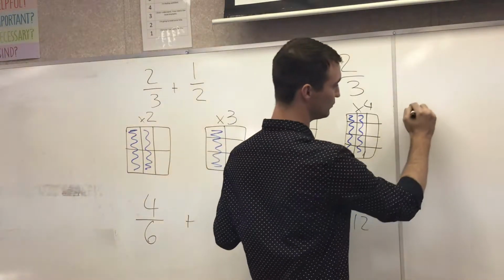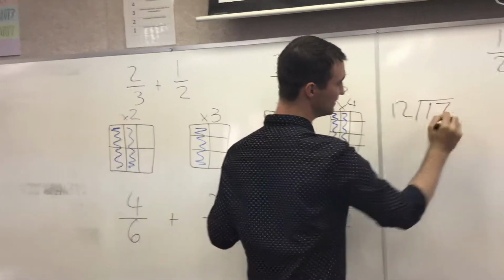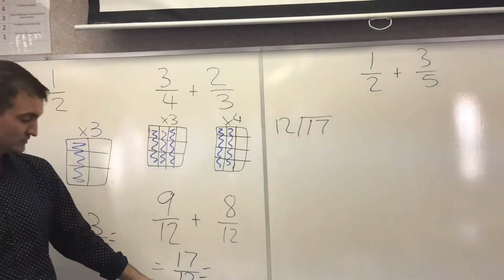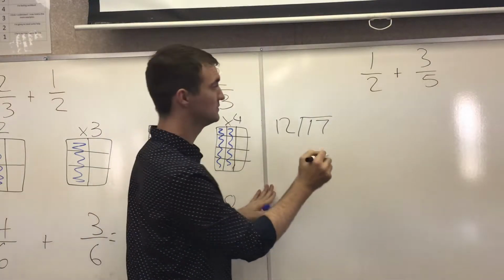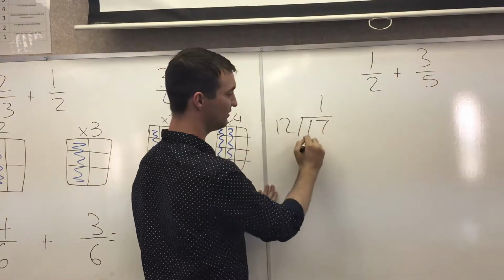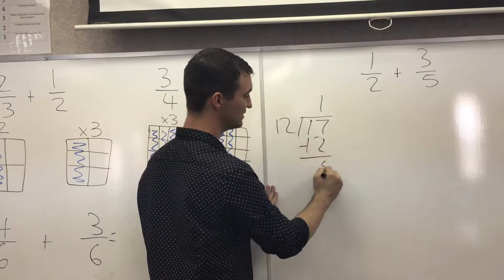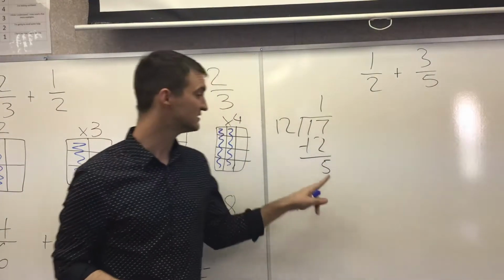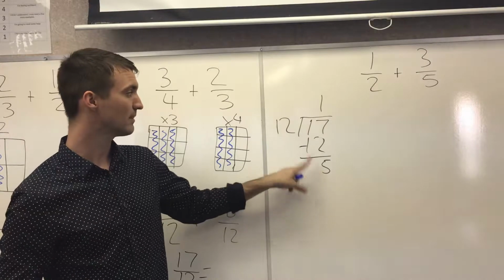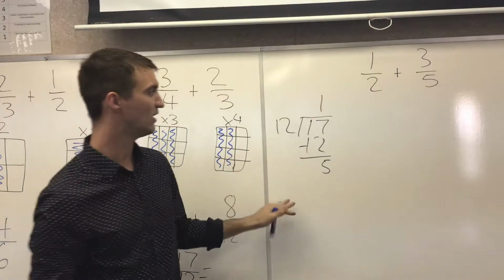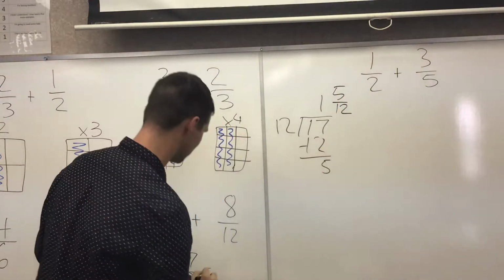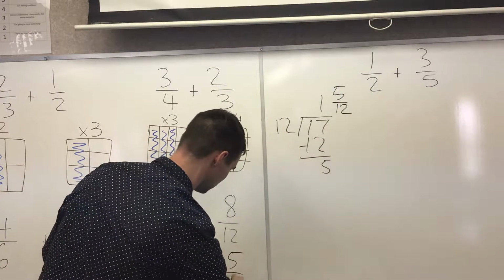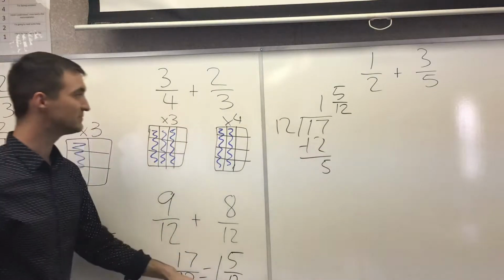When I make that into a mixed number, the way I'd do it is I'd take 17 and divide it by 12. So 12 goes into 17 how many times, guys? Once. 1 times 12 is 12. I subtract, and I take my remainder and put it over my 12 right here. So it's going to be 1 and 5/12. That is my answer right there, 1 and 5/12.